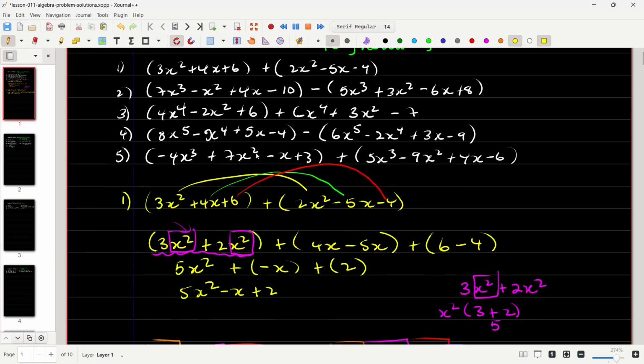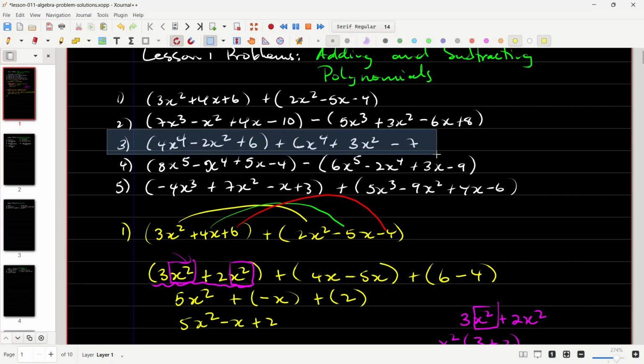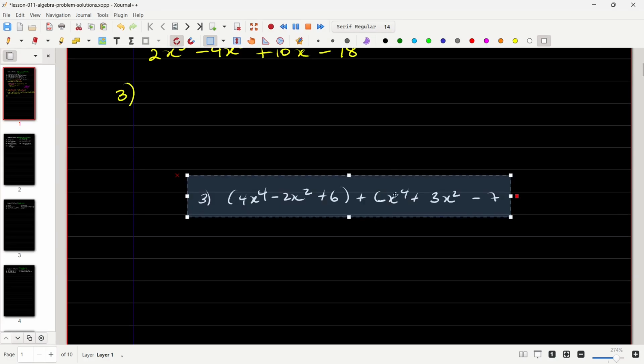Let's do the third one. So the third one would be this one. And I'm going to start moving a little bit faster so that we can finish all of these really quickly.